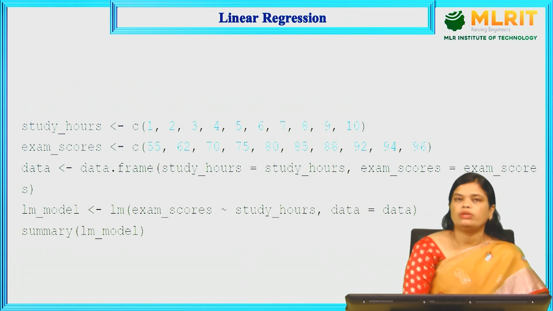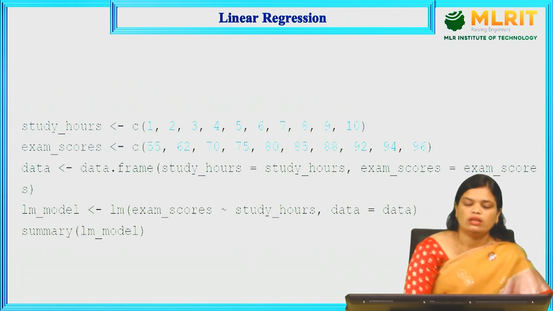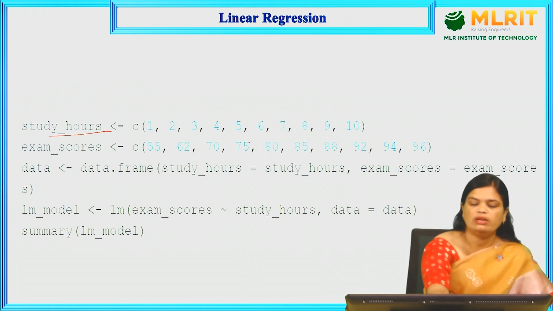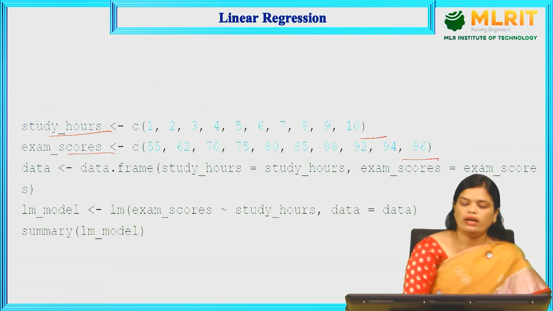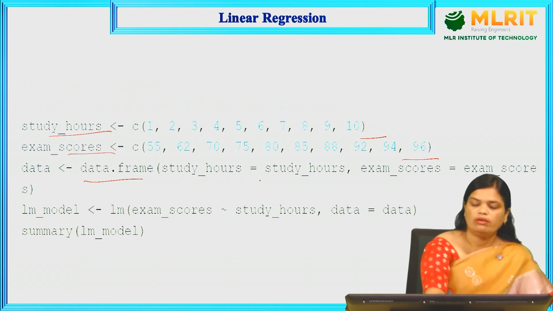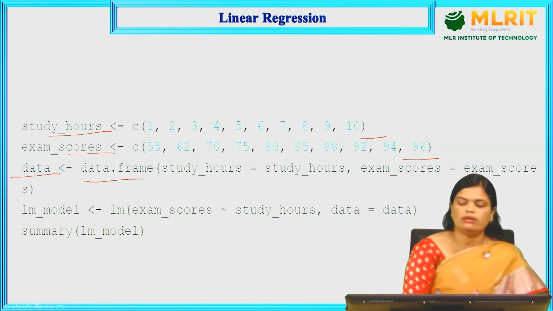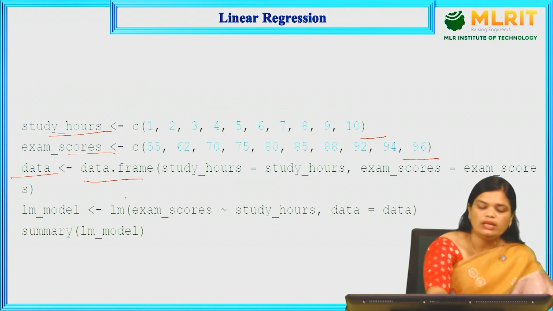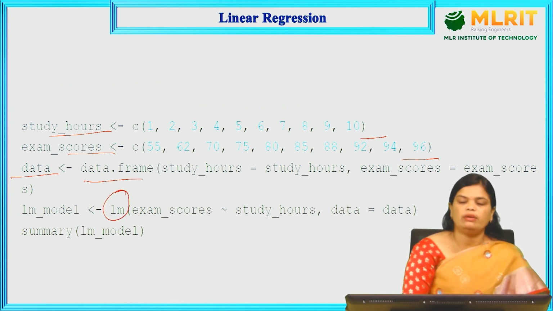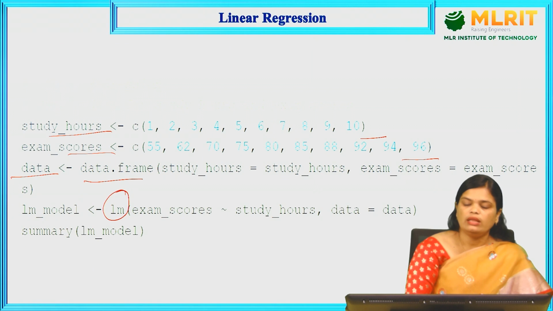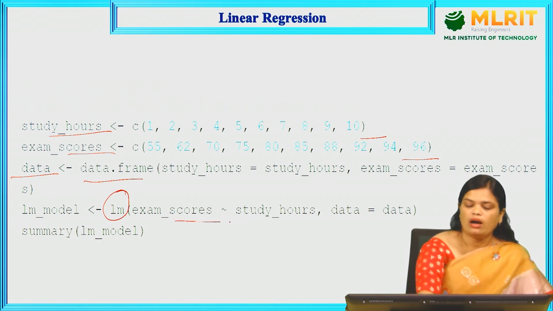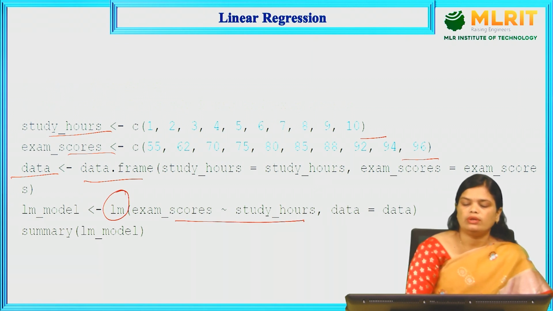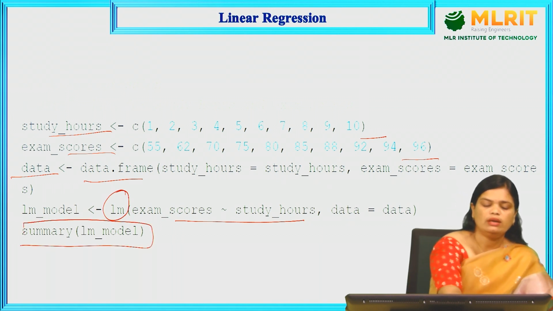Next topic we are going to discuss is linear regression. Here I am taking the study hours vector data and the exam scores data. And I am creating a data frame for the study hours and the exam scores data, and applying it to the data variable. For the linear regression, I have a built-in function called lm. In that, I am applying lm to the study hours data and the exam scores data. I am printing the summary.